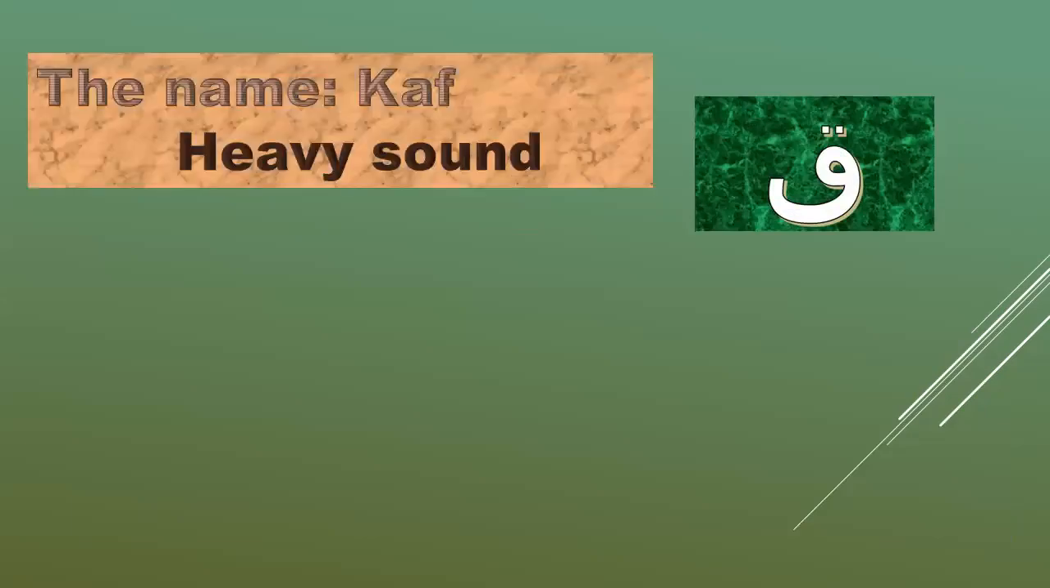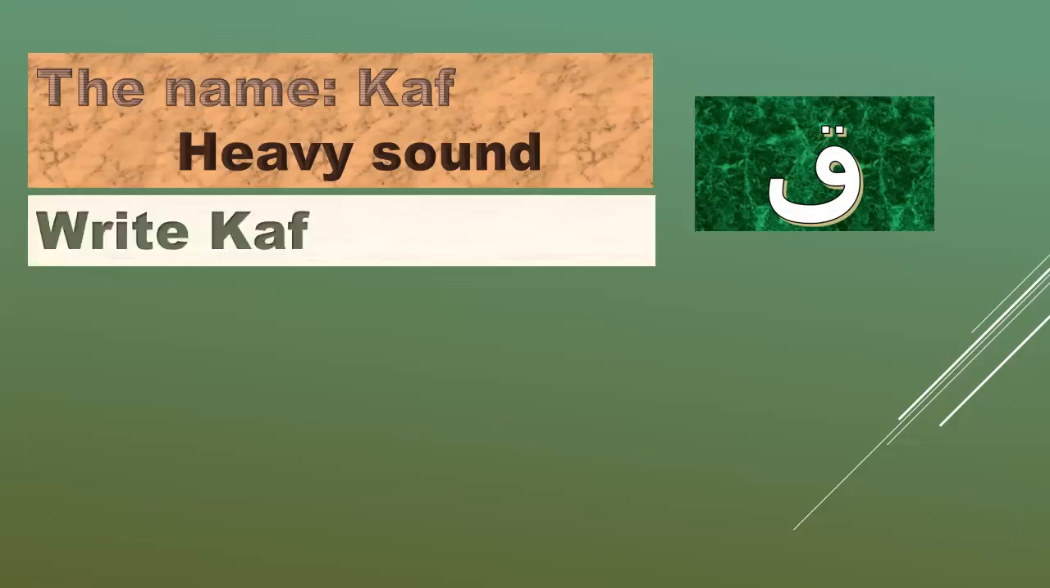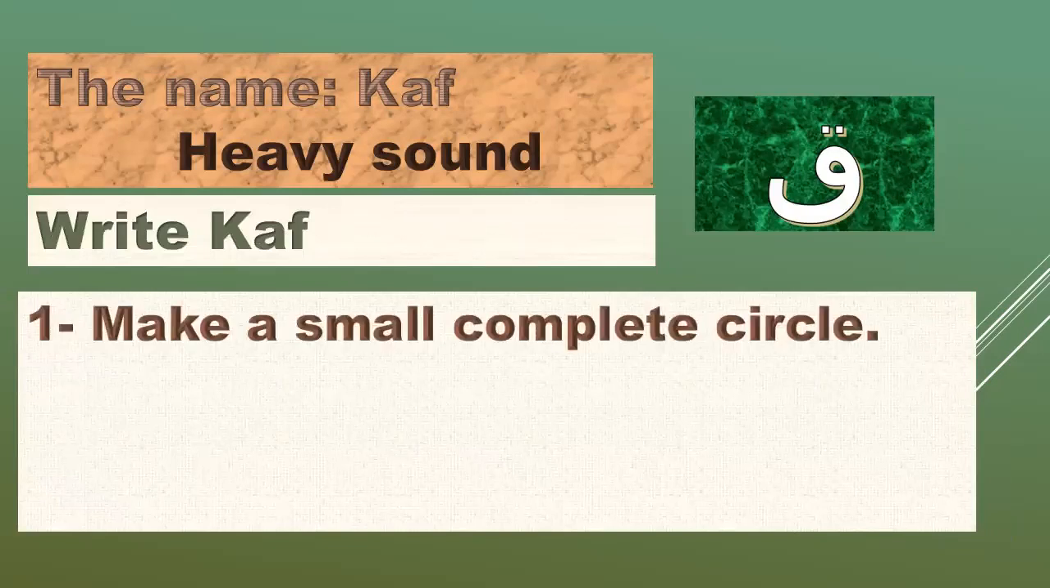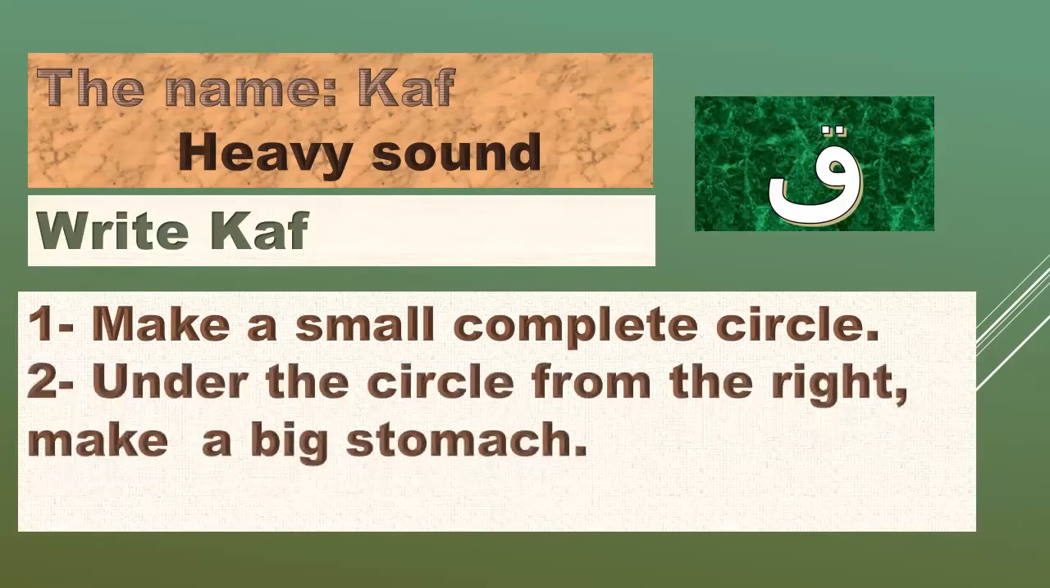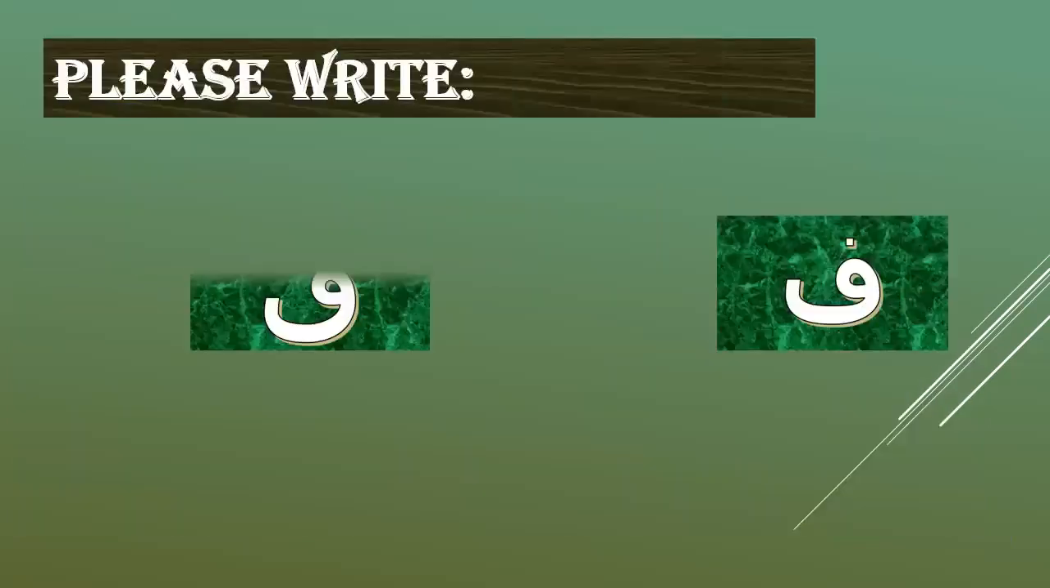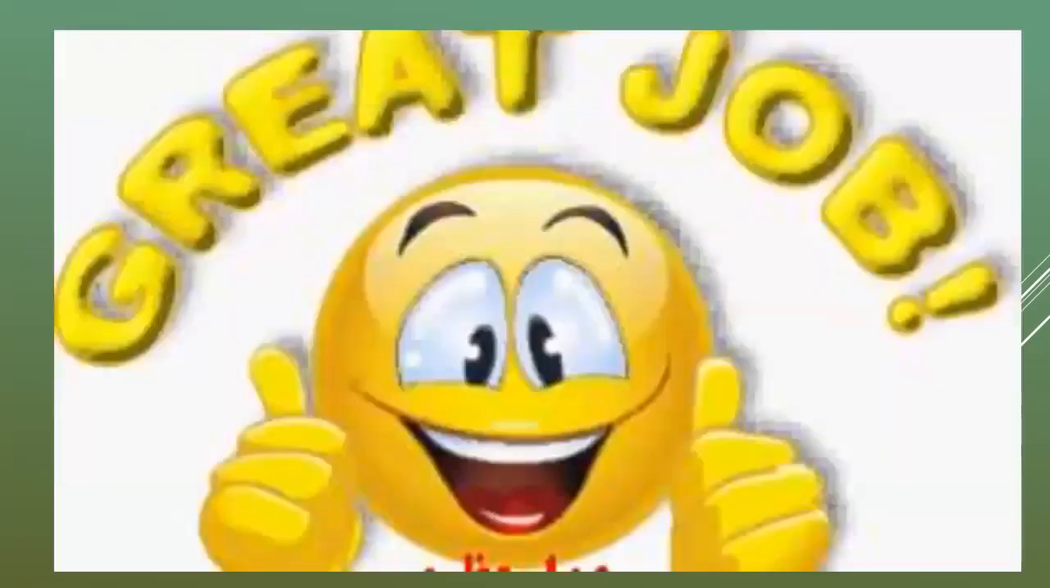Let's learn Qaf. The name is Qaf. Please repeat after me. Qaf, with heavy sound, not Kaf. To write Qaf, make a small complete circle. Under the circle from the right, make a big stomach. Put two dots on the top. Please write Qaf again. Very good. Please write Fa and Qaf. Did you finish? Great job.